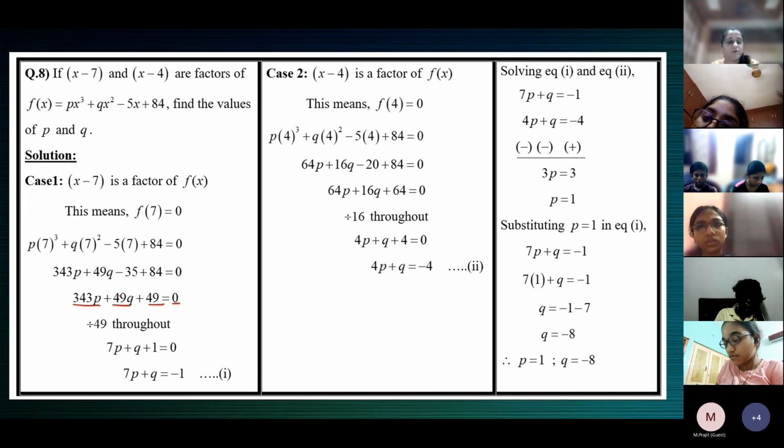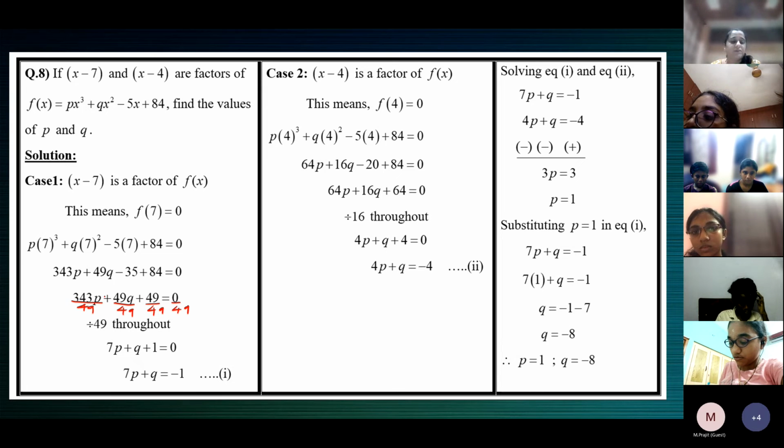Divide by 49 throughout because 49 is common. When you divide 343 by 49, you will get 7, so 7p. When you divide 49q by 49, you will get q. When you divide 49 by 49, you will get 1. And when you divide 0 by 49, it is 0. You must divide every term by 49.